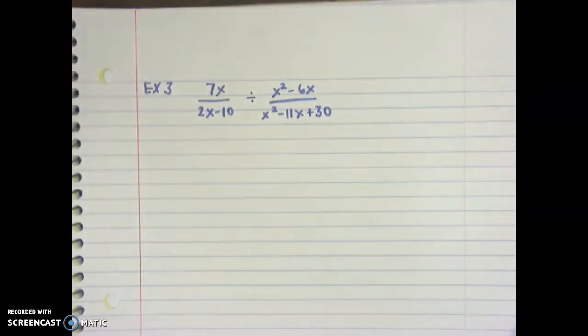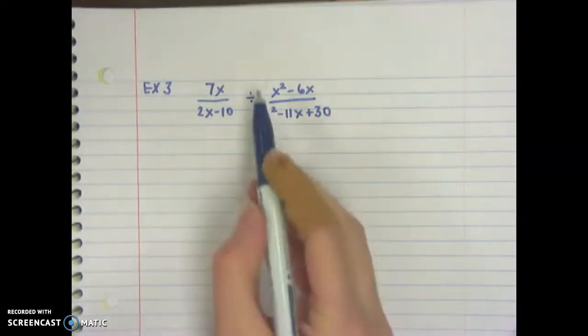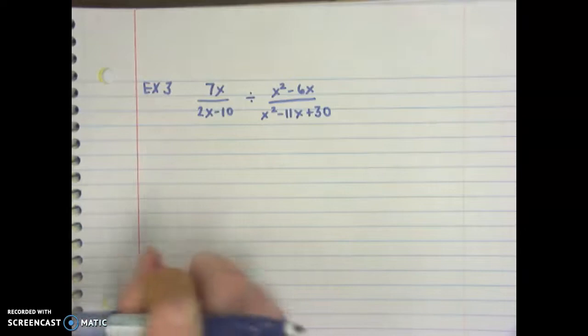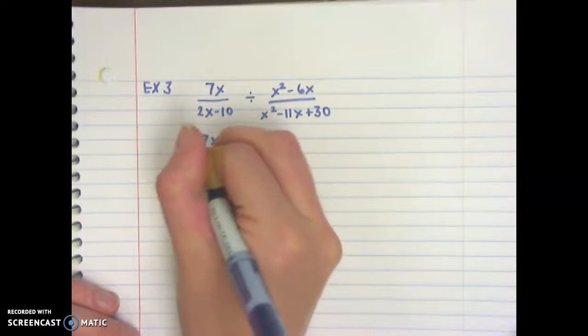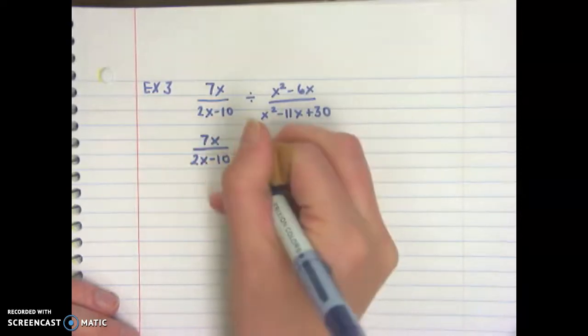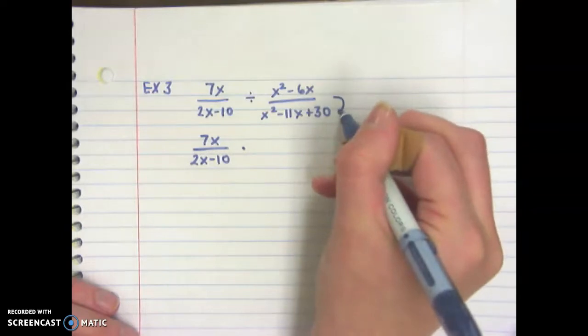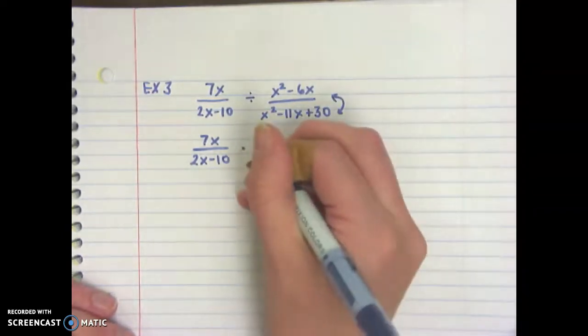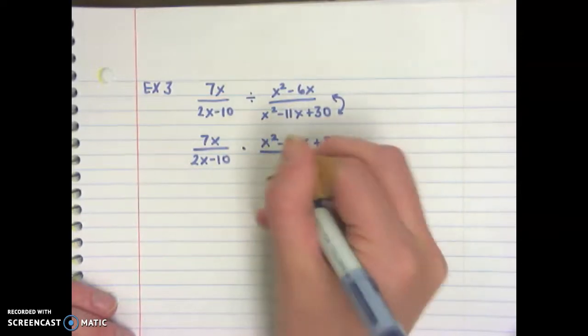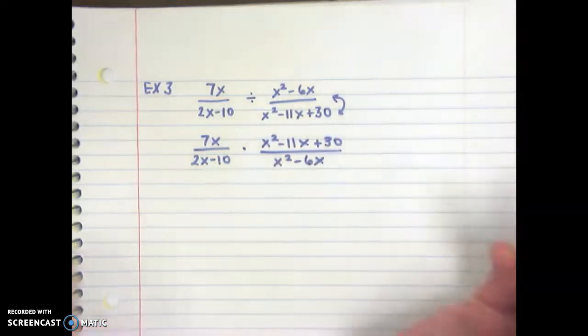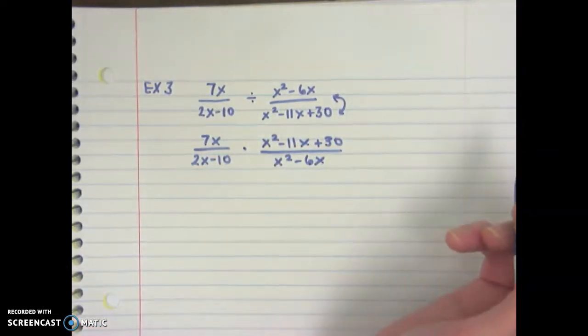Example 3 is 7x over 2x minus 10 divided by x squared minus 6x over x squared minus 11x plus 30. So I see the divided by. I'm going to multiply by the reciprocal. The first rational expression always stays the same. Always, always, always. Times the reciprocal. So x squared minus 11x plus 30 is your numerator, and x squared minus 6x is your denominator. Then we can multiply straight across.